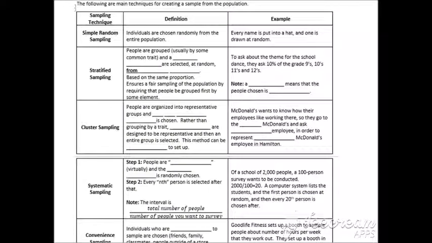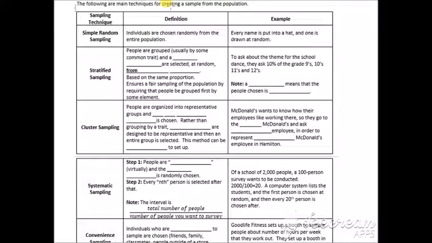Okay, the following are main techniques for creating a sample from the population. So, simple random sampling. This is when individuals are chosen randomly from the entire population. So this is like putting a name into a hat and drawing one at random.